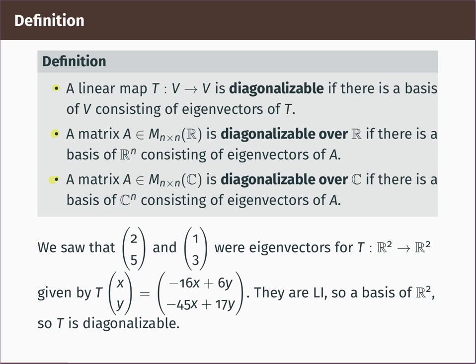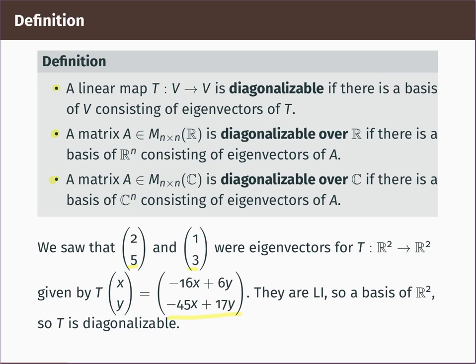And finally, a matrix A, which is n by n and which has complex number entries, is diagonalizable over the complex numbers if there exists a basis of C^n consisting of eigenvectors of A. So as a quick example, we've already met the linear transformation T from R^2 to R^2, given by T of (x, y) is this column vector here. We've also already seen that there are eigenvectors (2, 5) and (1, 3) for this linear transformation.